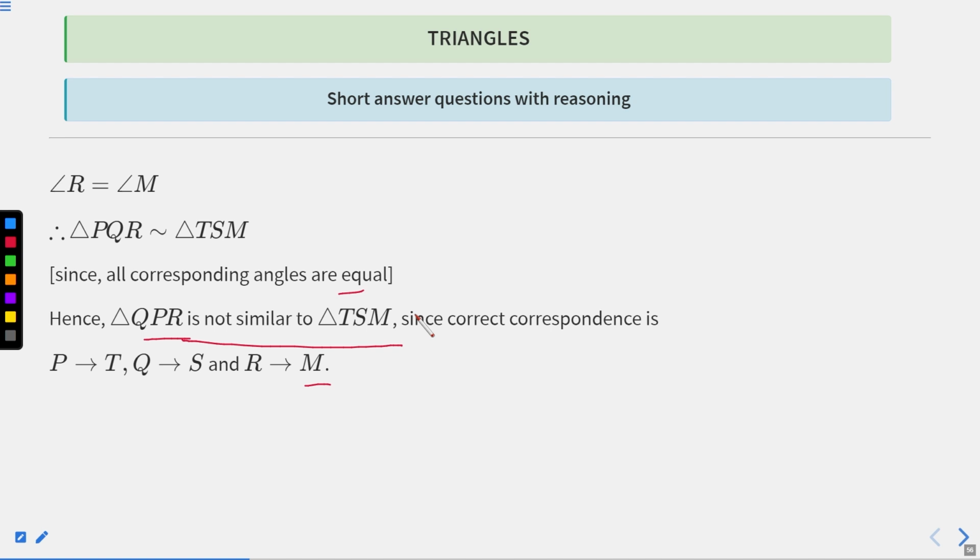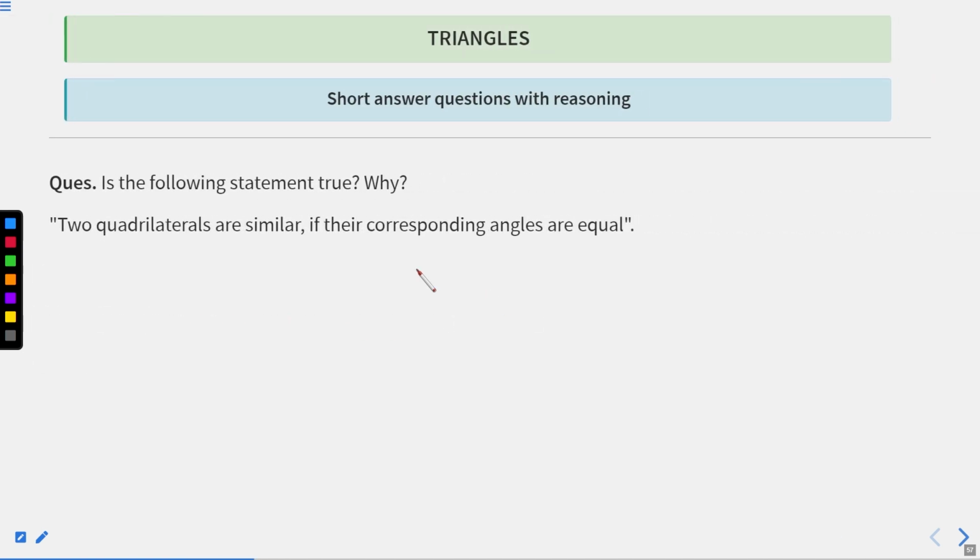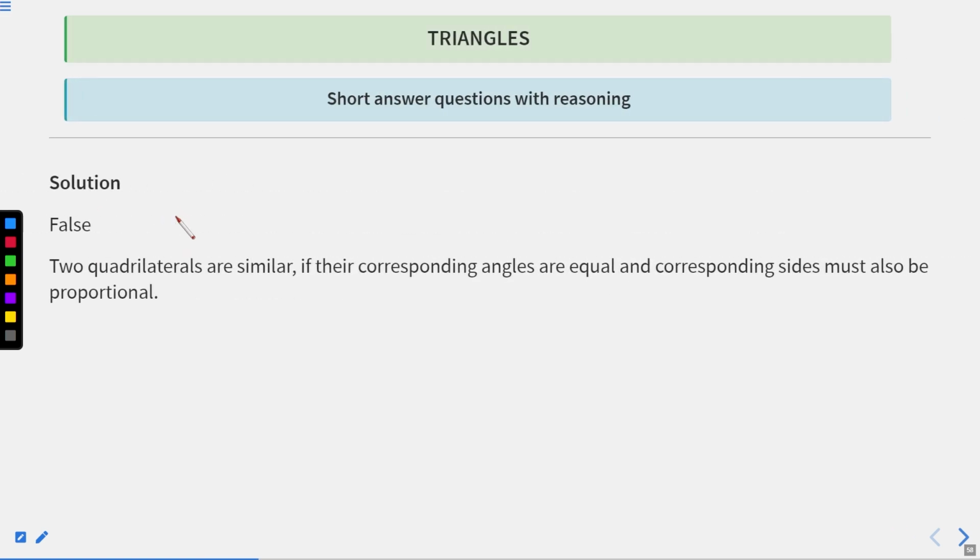Now let us move to the next question. In the next question, it says: is the following statement true or not? Two quadrilaterals are similar if their corresponding angles are equal. Let us see whether this statement is true. Here the statement is false.